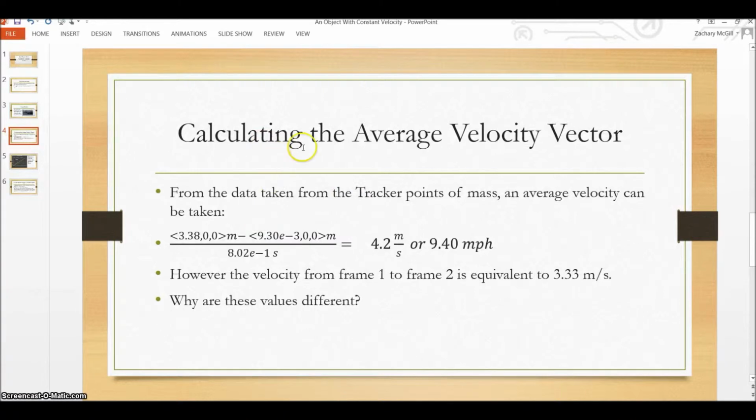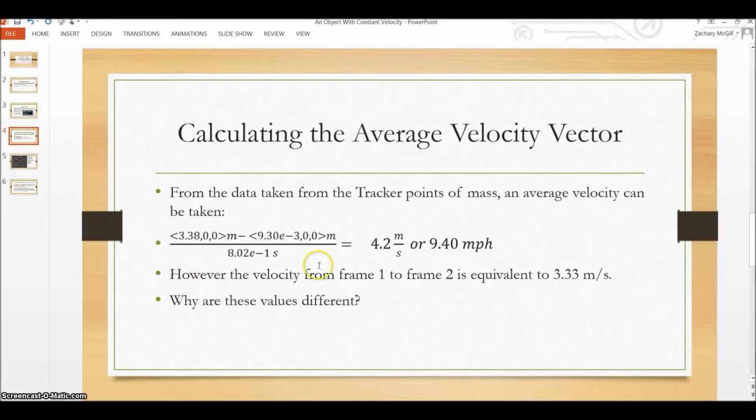Next, we have a few quick calculations. We calculate the average velocity vector, which is the final position, which is at the end of the video, minus the initial position at the beginning of the video, divided by the total time of the video, which gives us a velocity of 4.2 meters per second, or approximately 9.4 miles per hour, which is interesting to note because our goal was to stay roughly under 10 miles per hour during the filming.